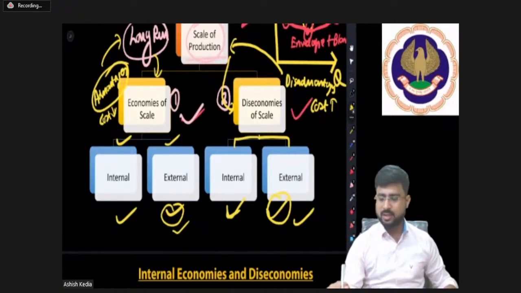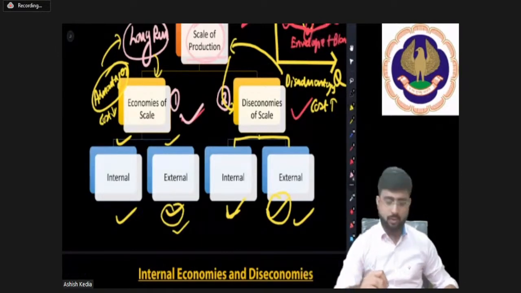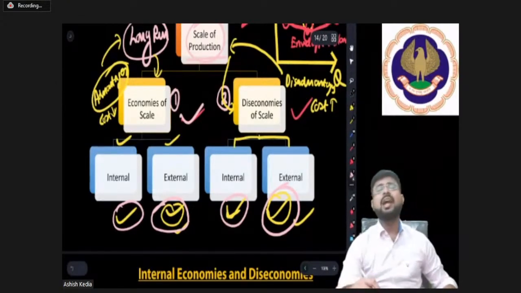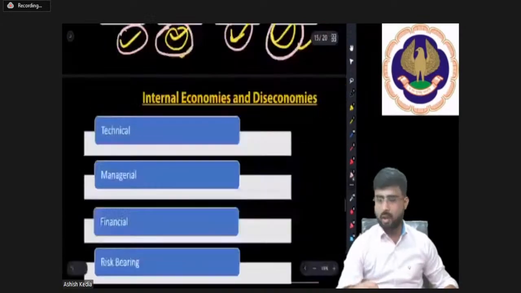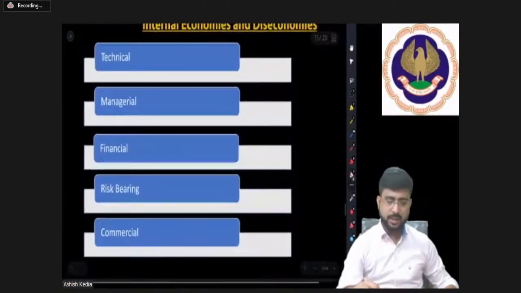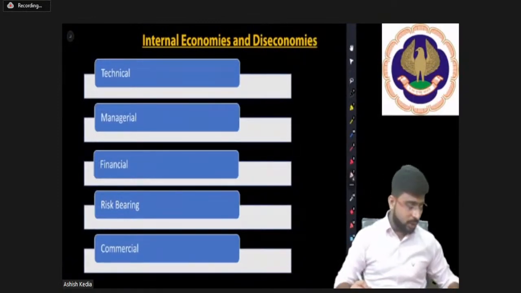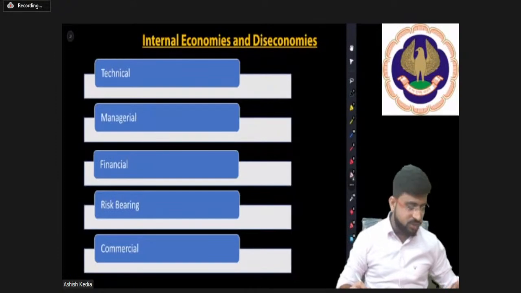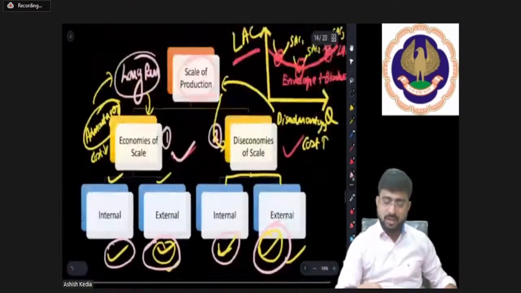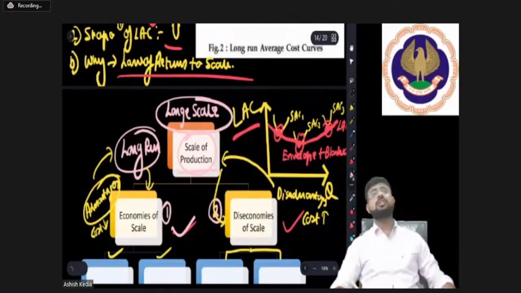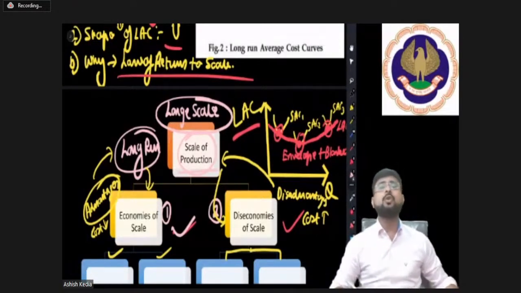Okay, pay attention everyone. So economies of scale: internal advantages and external advantages. Similarly, diseconomies of scale: internal disadvantages and external disadvantages. Now we will study each one of them. So listen to me very carefully, or else you might miss it. But remember, everything is happening when you are operating on a large scale. Any economies or diseconomies will only occur when you are producing on a large scale.